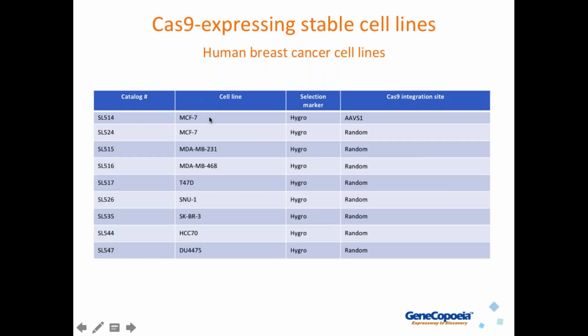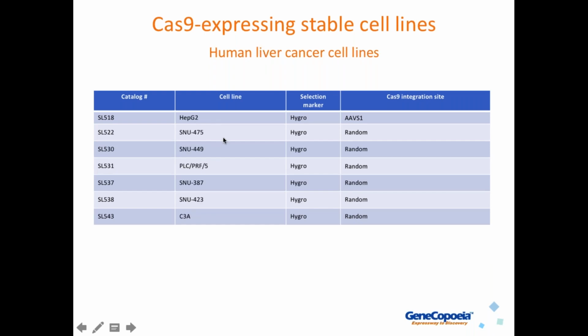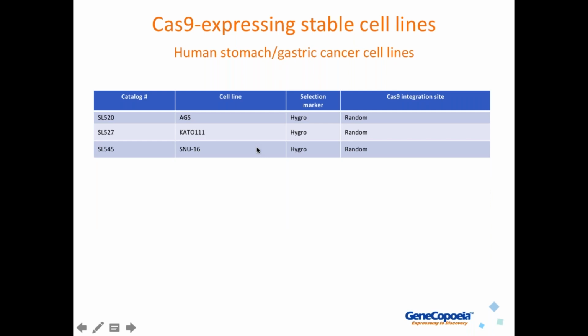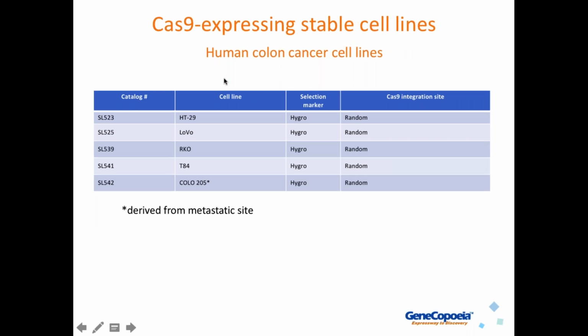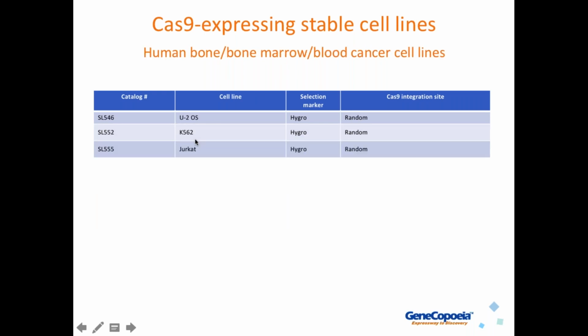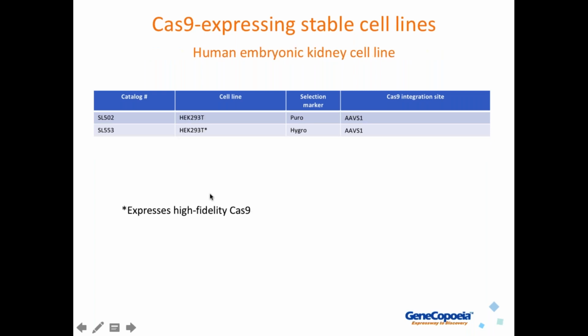We have a large number of breast cancer cell lines like MCF7. We have human liver cancer cell lines. And again, all these are expressing constitutively expressed Cas9. Stomach or gastric cancer, pancreatic cancer, colon cancer, cecum cancer, and bone marrow, or blood cancer like Jurkat cells. In addition, we have the human embryonic kidney cell line, HEK293. That's not a cancer cell line, but it's an immortalized cell line. And one of these cell line offerings expresses the high-fidelity Cas9 that I mentioned earlier.